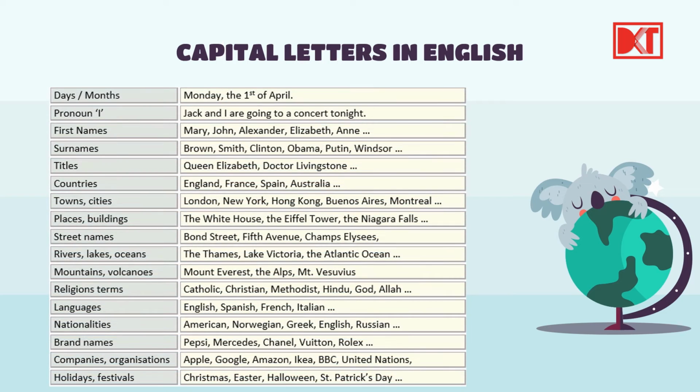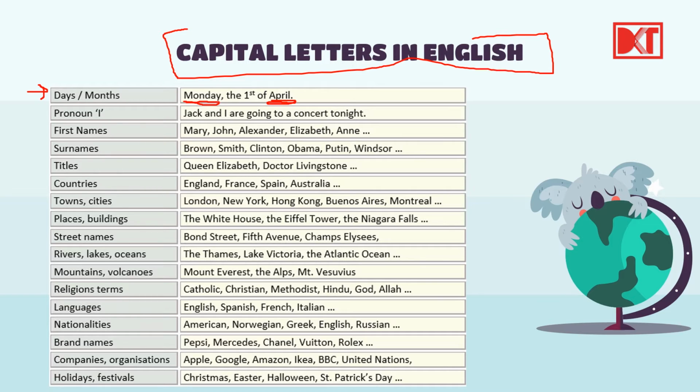Alright, so now this is also part of punctuation: where a capital letter is used. Capital letters are used in the following ways. When we are talking about days or months, like Monday or Tuesday, any day of the week, we use a capital letter. Then when we're talking about the month, April, the A is capital.